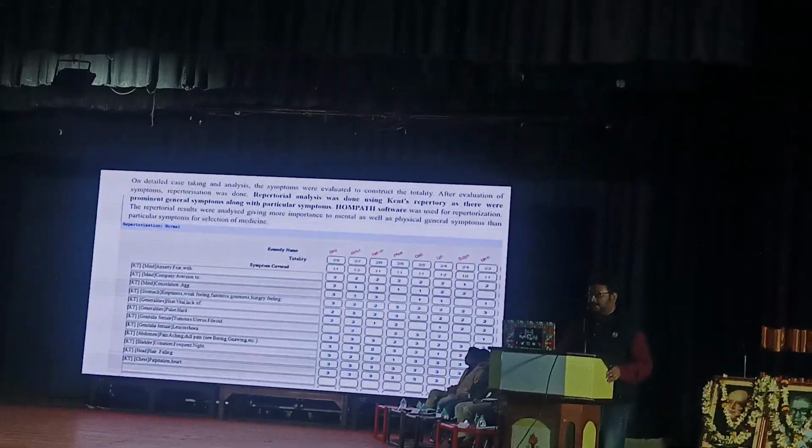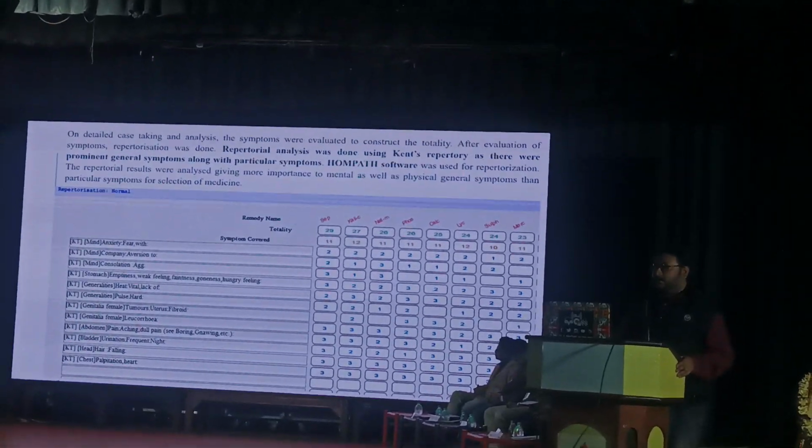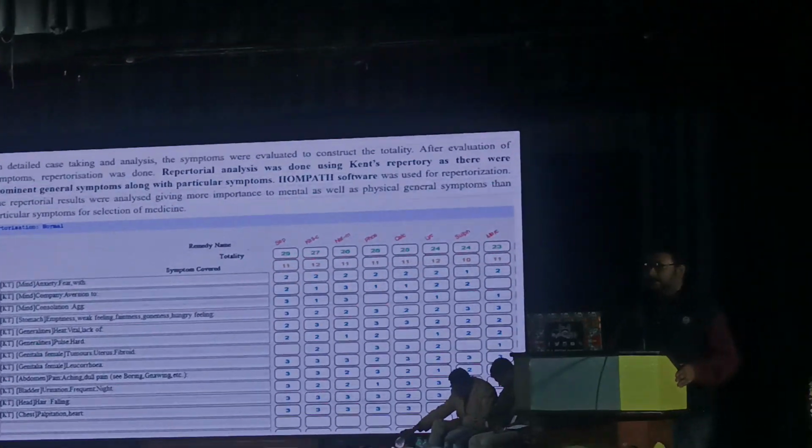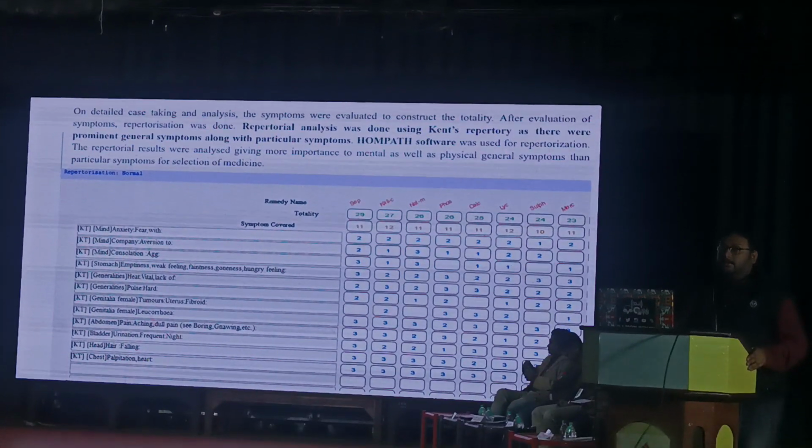So this is the repertorial analysis which I am talking about, and quite interestingly, if we focus, most of the physical generals and the mental generals are covered by Sepia. But one of the important symptoms, related to the fibroid uterus, you can see at that point: genitalia female, tumors, uterus fibroid, Sepia is not there.